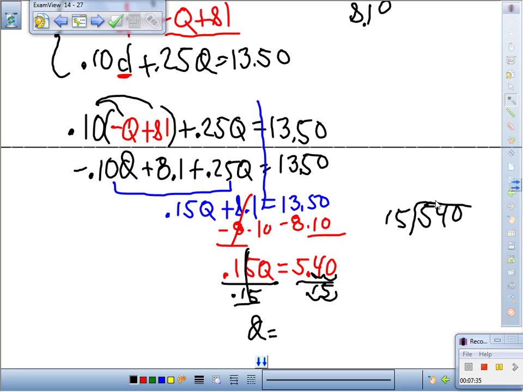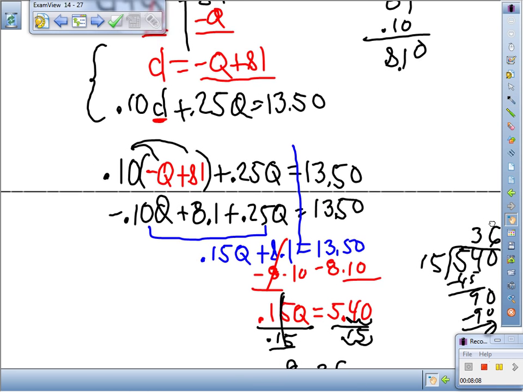All right. So let's see. 15 fits in there 3 times. That's 45. Subtract, that's 9. Bring down the 0. 15 fits in there 6 times. 90. Subtract, 0. So there are how many quarters? 36.